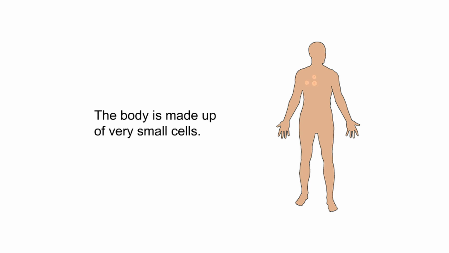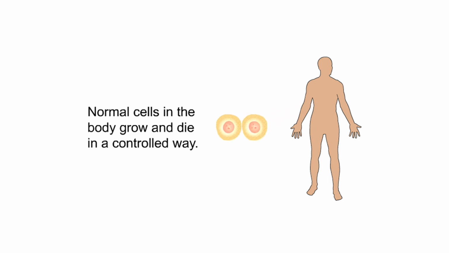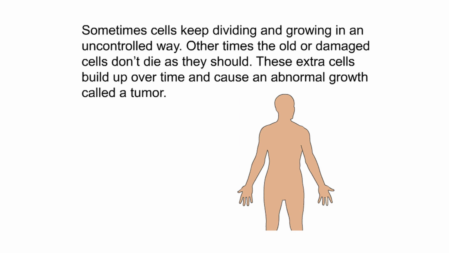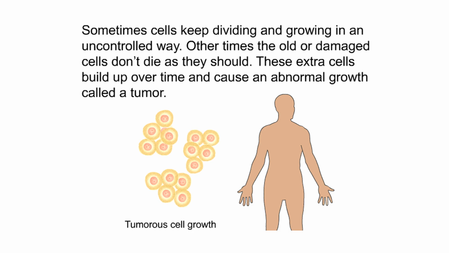Liver cancer. The body is made up of very small cells. Normal cells in the body grow and die in a controlled way. Sometimes cells keep dividing and growing in an uncontrolled way. Other times the old or damaged cells don't die as they should. These extra cells build up over time and cause an abnormal growth called a tumor.